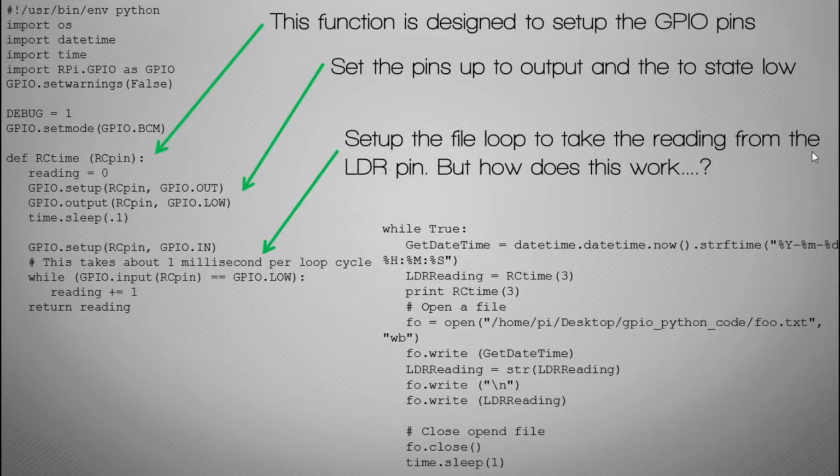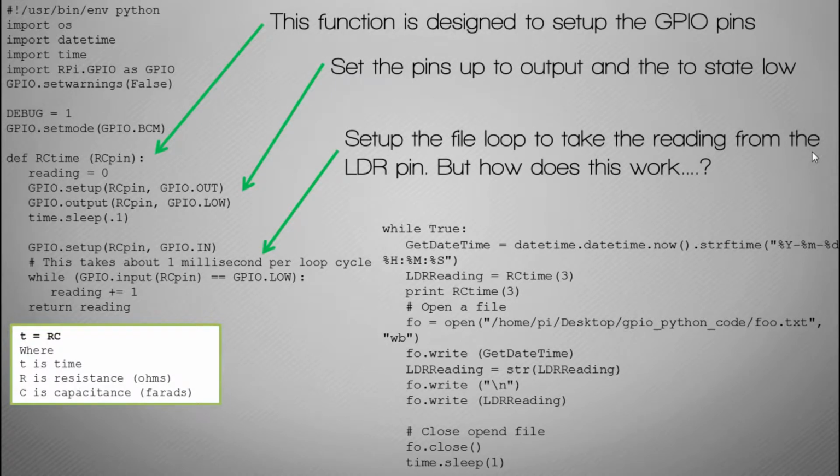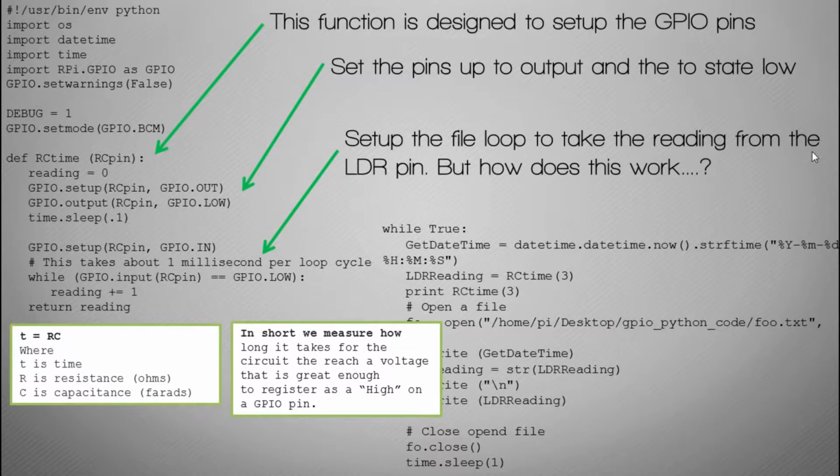But how does this actually work? We have 3 different things that we're going to measure, which are time, resistance and capacitance. The resistance is the light dependent resistor. The more light we shine through it, the lower the resistance and the quicker the voltage can flow through it. So in short, we measure how long it takes for the circuit to reach a voltage that is great enough for the GPIO to register it as high. As we change the light levels, that takes longer or shorter, and then we get our reading from that.